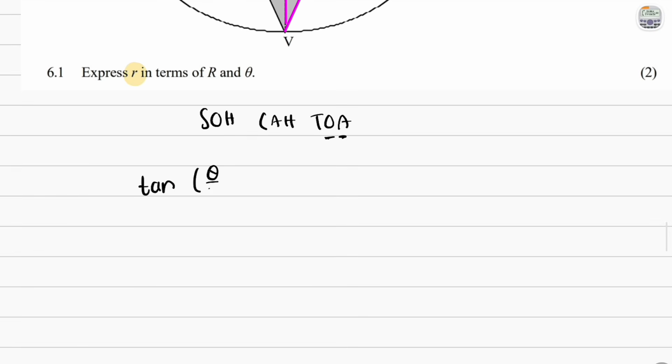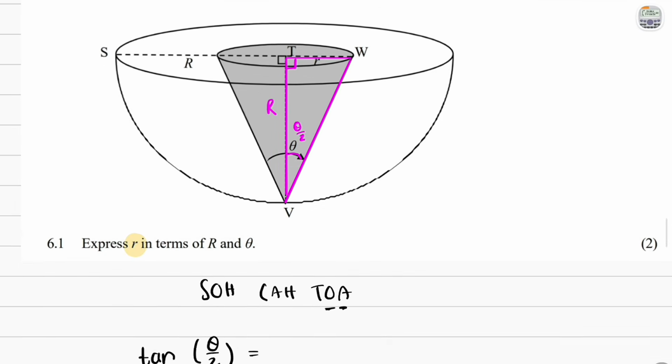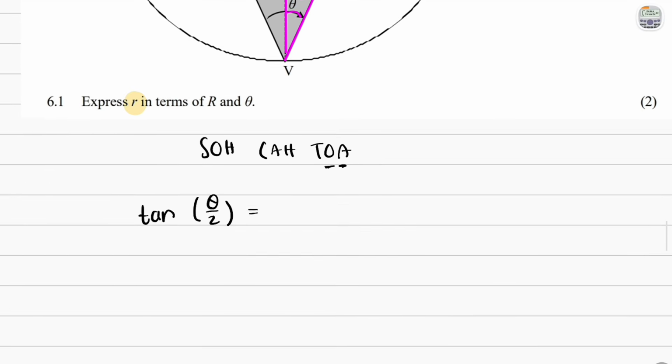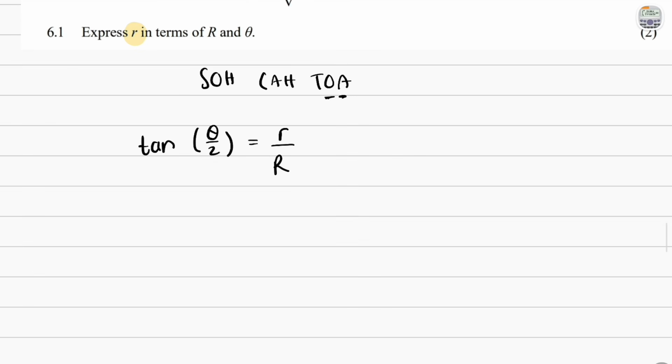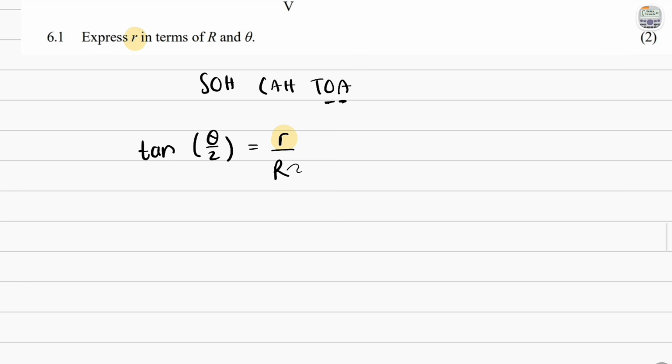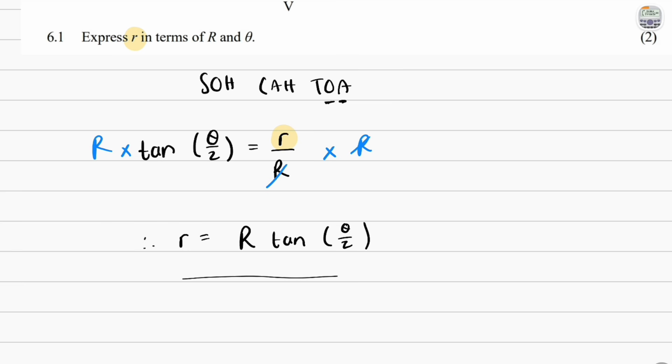So tan theta over 2 is equal to the opposite over the adjacent, which is small letter r over big letter R. And then all we have to do is express r in terms of R and theta. So let's get rid of this R, and we can do that by multiplying both sides of this equation by R. And now that R is gone in the denominator, finally, this r is equal to R tan theta over 2, and that is our answer.